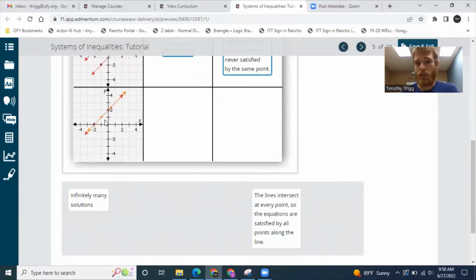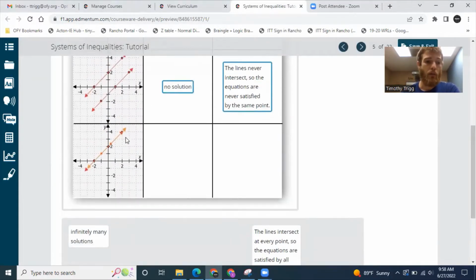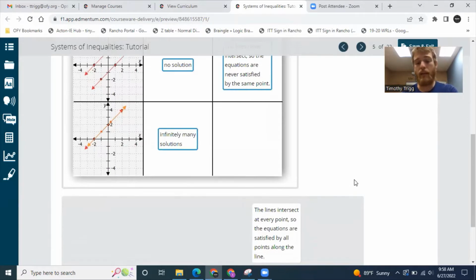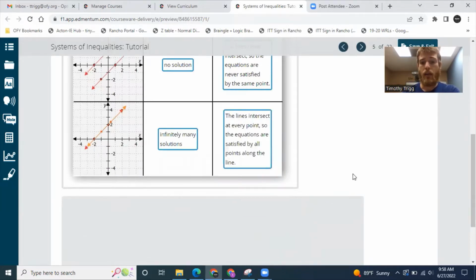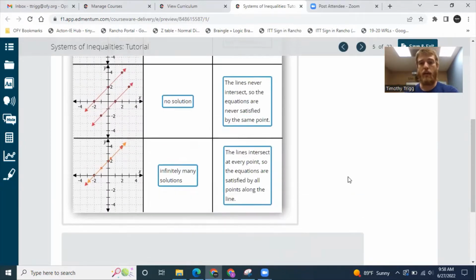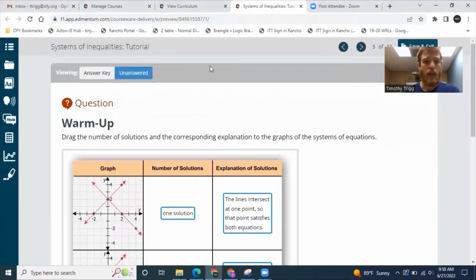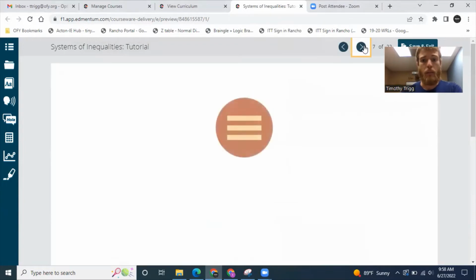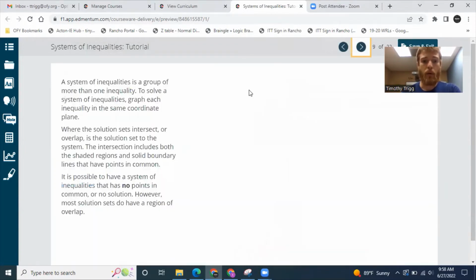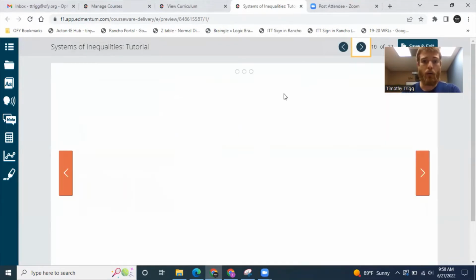It's kind of hard to see for this last one, but hopefully you can see that these two lines are actually on top of each other. They're essentially the same equation, or they produce the same line. So that's why they have infinite solutions. They cross at every point. Any point that satisfies one equation also satisfies the other. Okay, so let's move along, and we're going to talk a little bit about graphing inequalities.